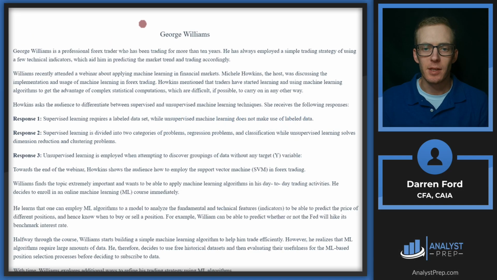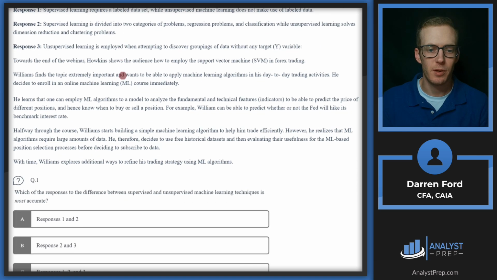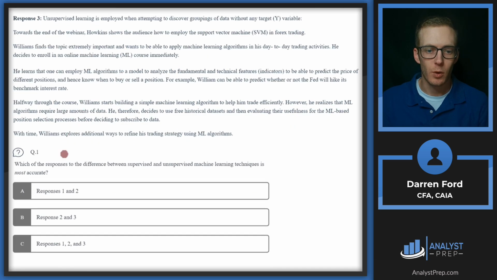All right, we're looking at the George Williams case study here. Let's scroll down and start with question 1. Question 1. Which of the responses to the difference between supervised and unsupervised machine learning techniques is most accurate? Responses 1 and 2, responses 2 and 3, or responses 1, 2, and 3.